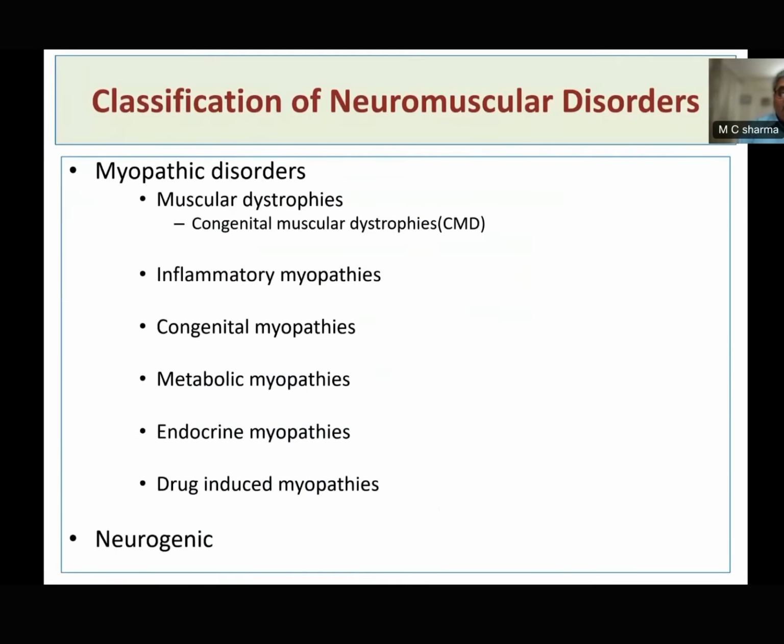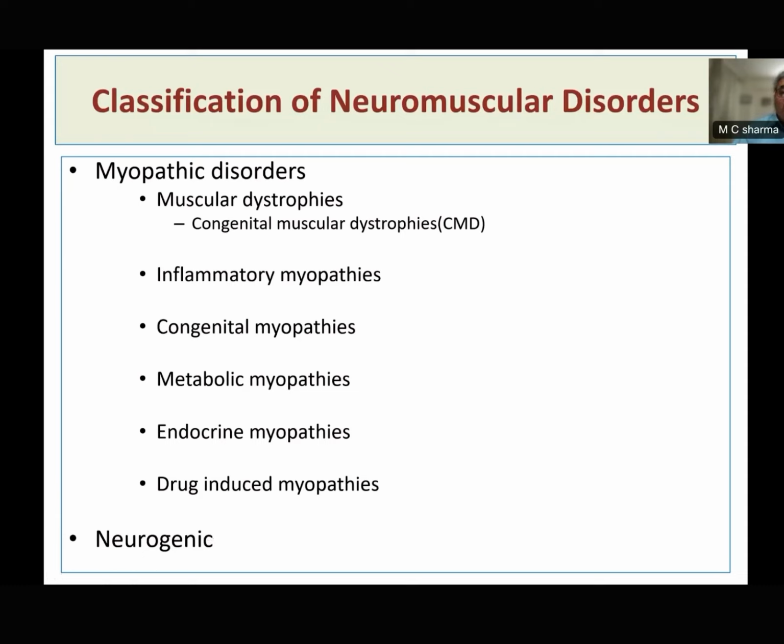More simple. This is the simplest classification of neuromuscular disorders. When you use the term myopathic disorders, it is a very loosely applied term in clinical practice. It includes a large number of muscle diseases. So for the clinician, anything which is related to muscle is a myopathic disorder, and anything related to nerves is a neurogenic disorder. This is the broader classification.